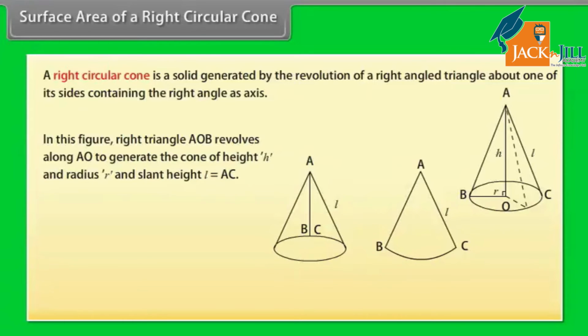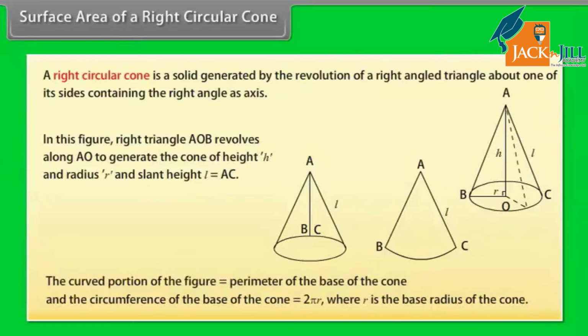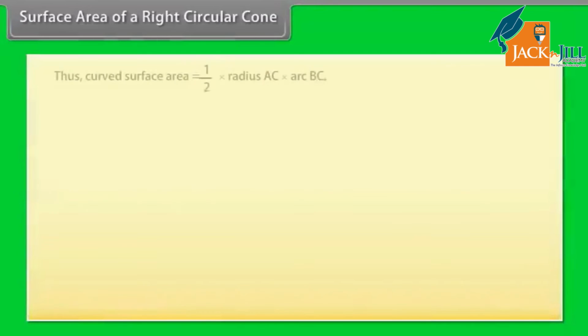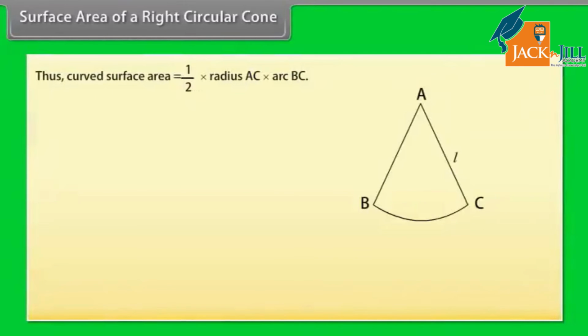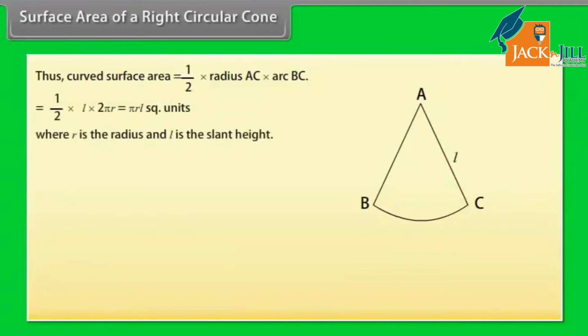To find the total surface area of a cone, let us cut it along its slant height and spread it into a sector ABC. The curved portion of the figure is equal to the perimeter of the base of the cone, and the circumference of the base of the cone is equal to 2πr, where r is the base radius of the cone. Thus, curved surface area is equal to 1/2 into radius AC into arc BC. This is equal to 1/2 into L into 2πr, which equals πrL square units, where r is the radius and L is the slant height.